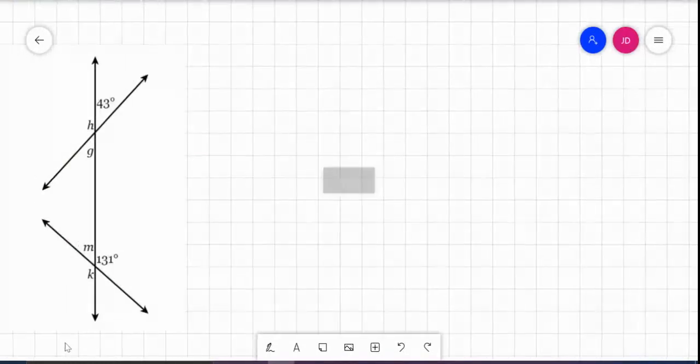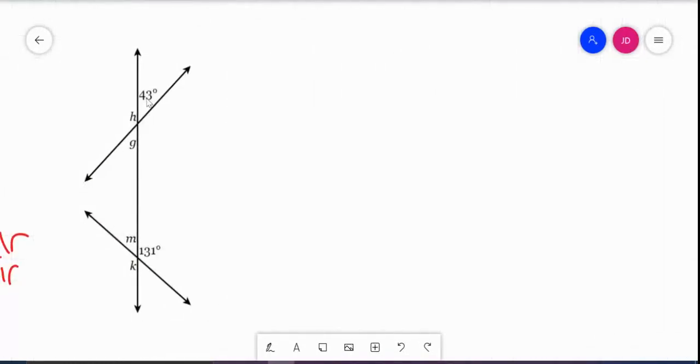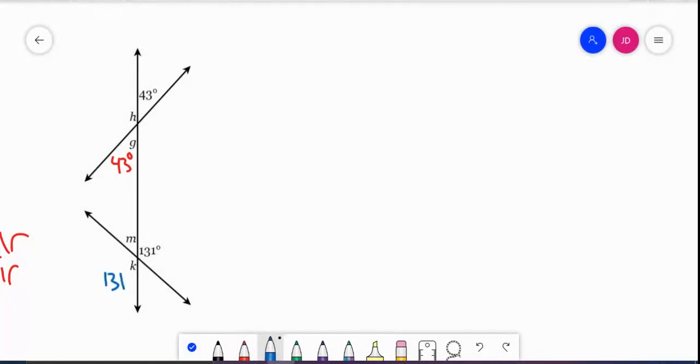All right. Let's look at this one. So what I like to usually do first is try to figure out any vertical angles. So this one is 43. That means G is going to be 43 degrees. If this is 131, K is vertical to it, so that one's going to be 131.